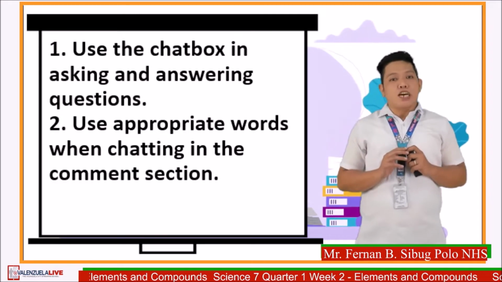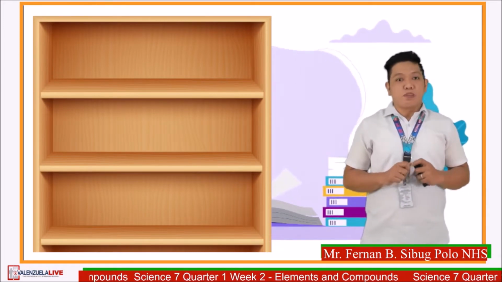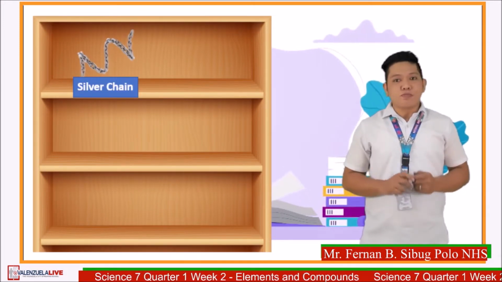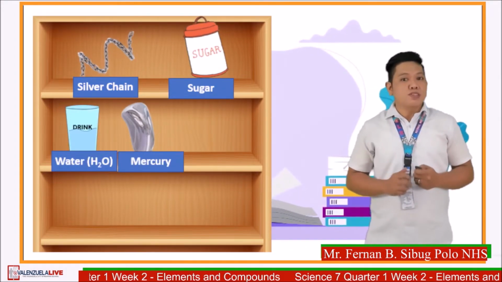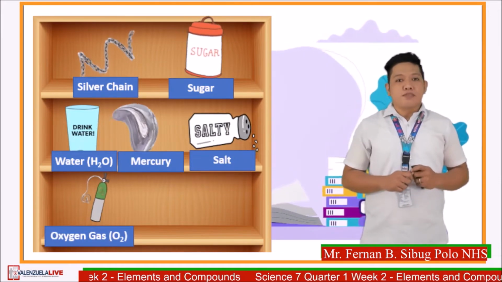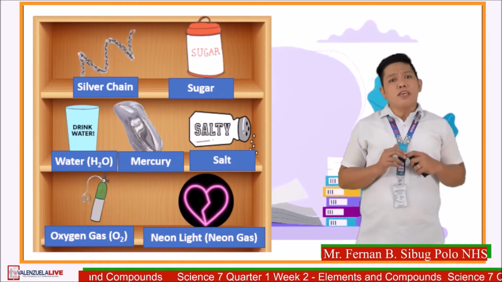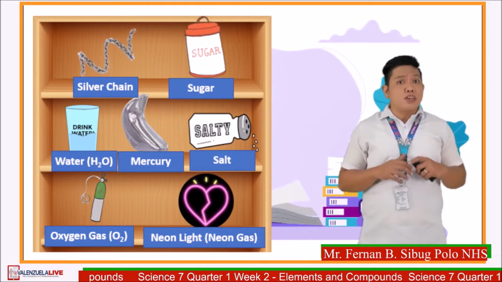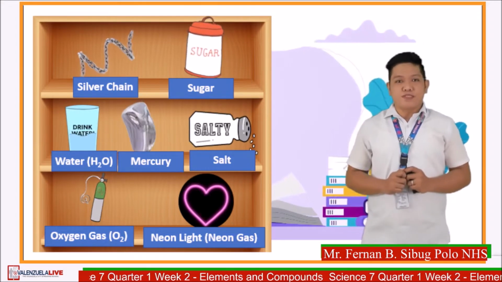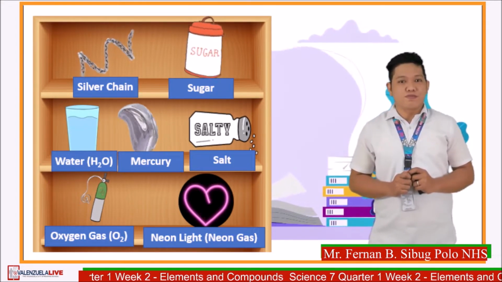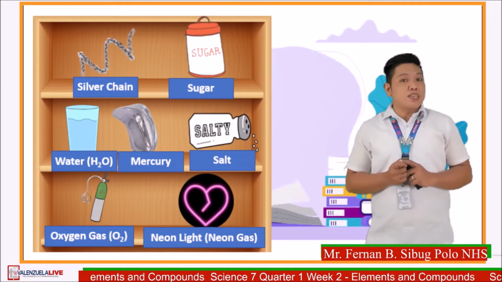To start with our discussion, I have here a cabinet with different substances. We have pure silver chain, sugar, water, mercury, salt, oxygen gas, and neon lights, which is made of neon gas. The question is, how many elements and compounds do you think there is in this cabinet? You can type your answer in the comment section. Again, how many elements and compounds did you find?